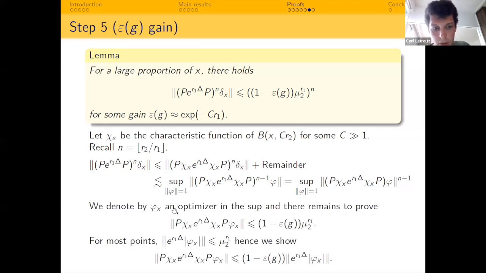So now you have a supremum, you consider an optimizer, phi x in the sup, and there remains to prove... because you can forget now there is a power n here, a power n here. So you can forget all the n's, and again now you are at scale R1. What you want to prove is that the fact that you introduce the P makes you have a 1 minus epsilon of g. And in fact, here it's still bad because you have an eigenvalue and you don't know how it's related to phi x. But the good point is that, again, by a good application of the min-max, you can prove that for most points x, this quantity is bounded above by mu2 to the R1.